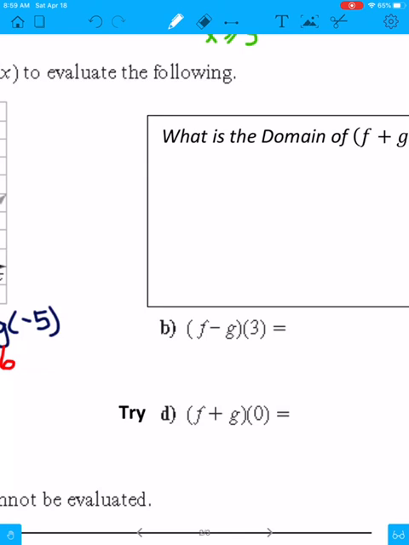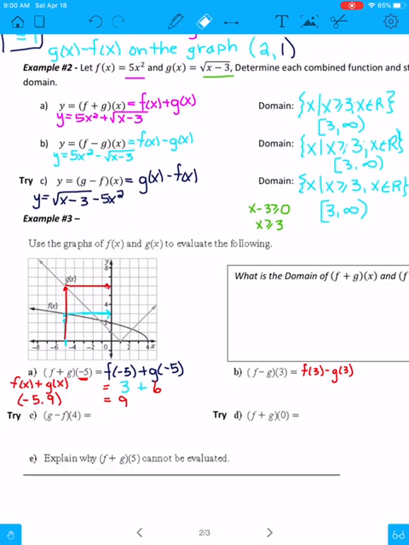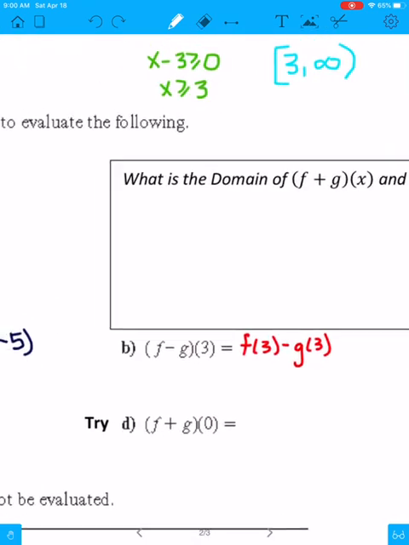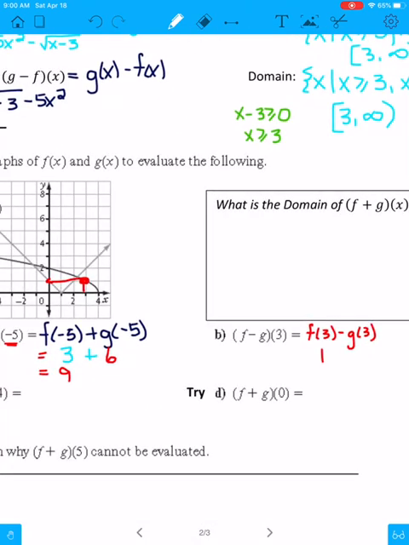b is f minus g of 3. So I'm going to rewrite it as f of 3 minus g of 3. So now I'm going to go to 3, and I'm going to follow it up to f. And then I follow it over. So at f of 3, my y is 1 minus g of 3.